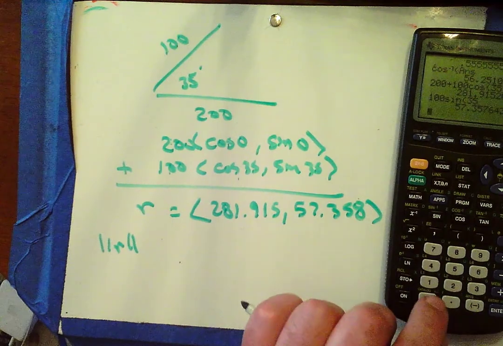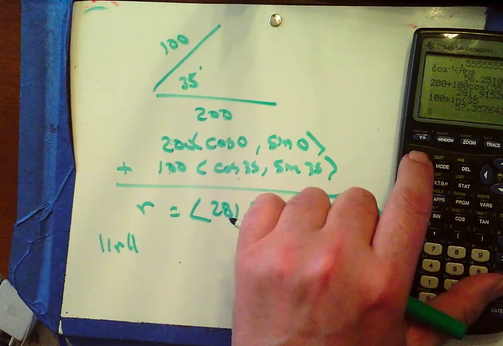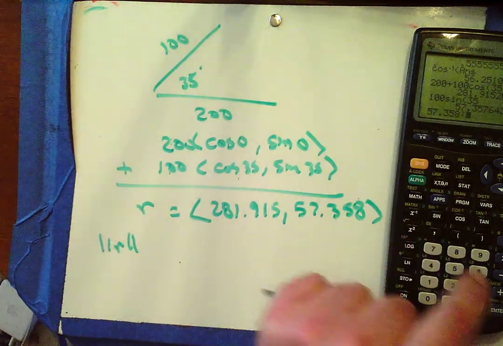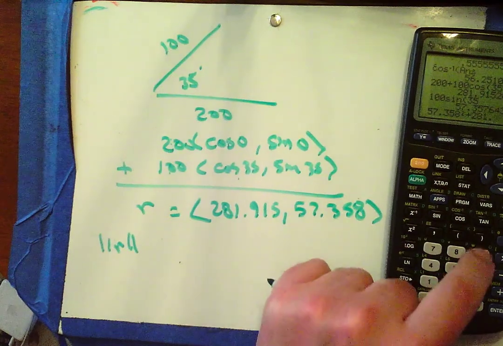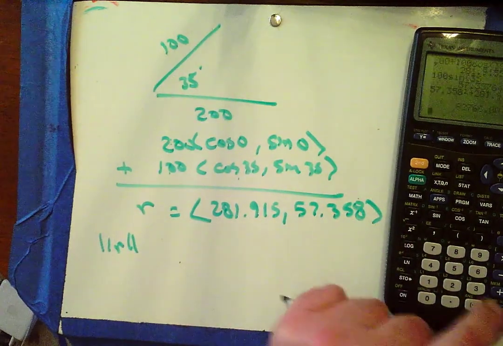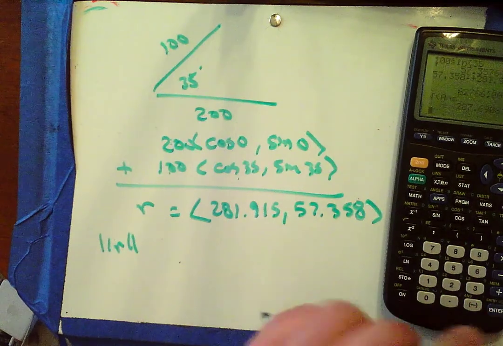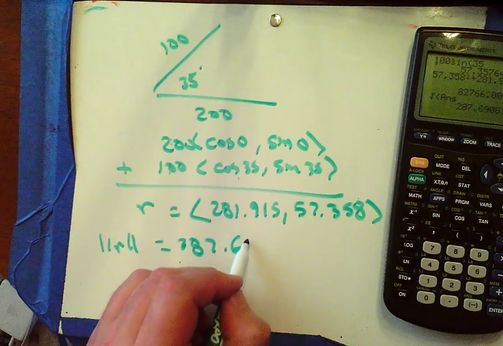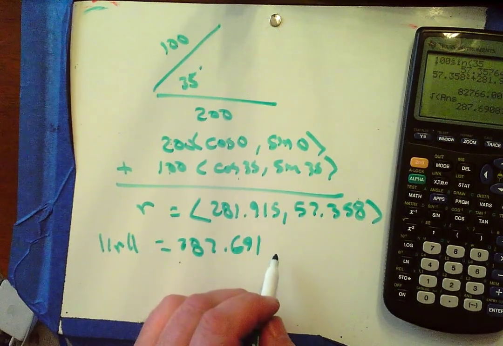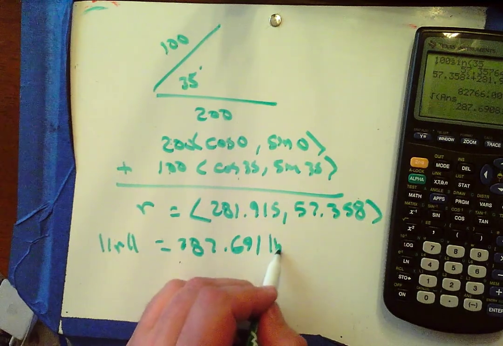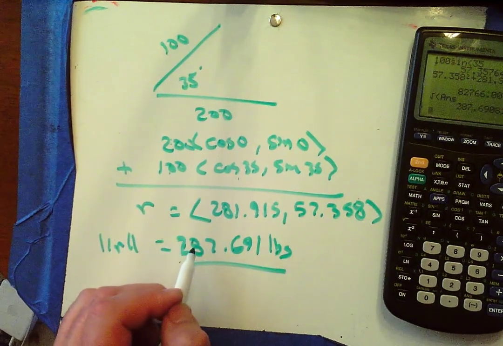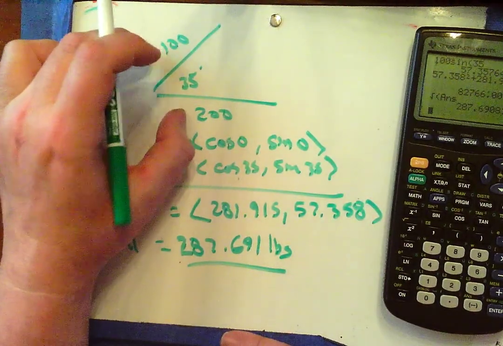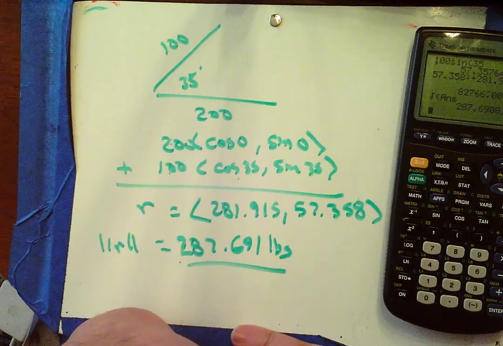What do I get? Pythagorean theorem, which is 57.358 squared plus 281.915 squared. And don't forget to do the square root. And I get 287.691. Okay, and those are pounds. So it's not the 300 that would be the total of the applied forces.